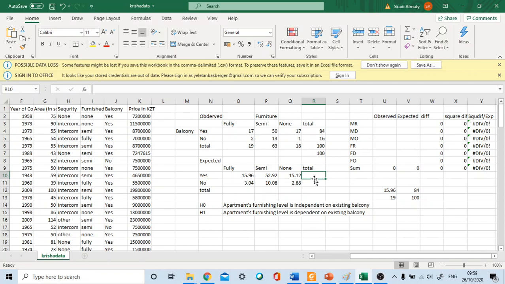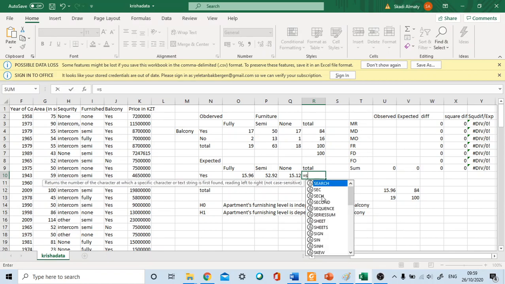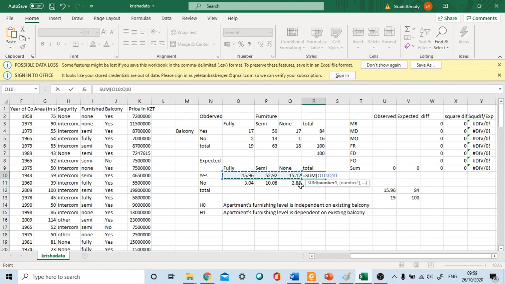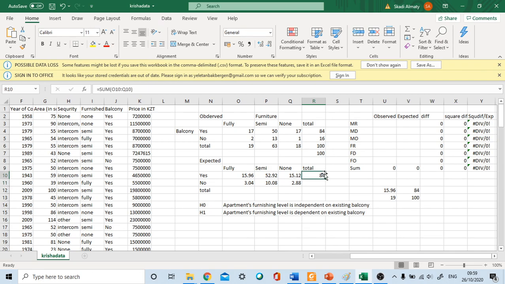Let's check whether we calculated correctly or not. Yeah, it's 100. It's the same, and in this part also there will not be big trouble.